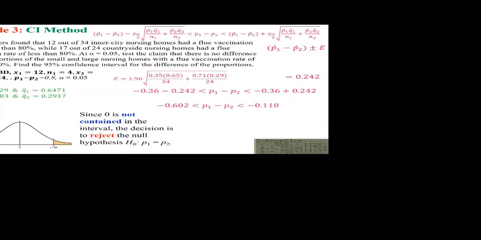It actually, not only do you reject H0, you can see that according to this, if P1 minus P2 is between two negative numbers, that means P1 must be less than P2. Okay? Again, according to this calculation, 0 is not contained in the interval. The decision is to reject the null hypothesis of equality. If we were to do TI, this is what we end up with.